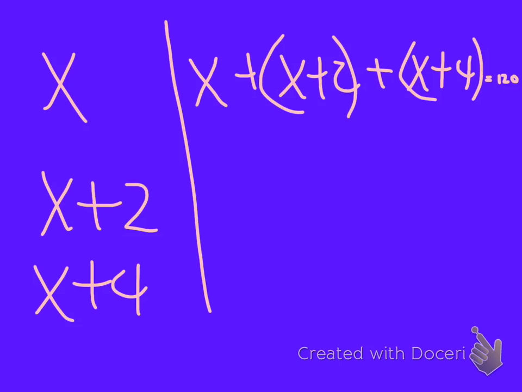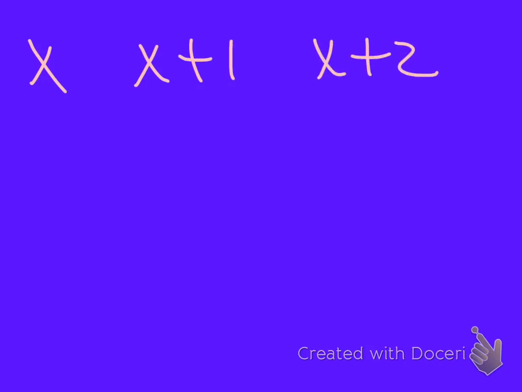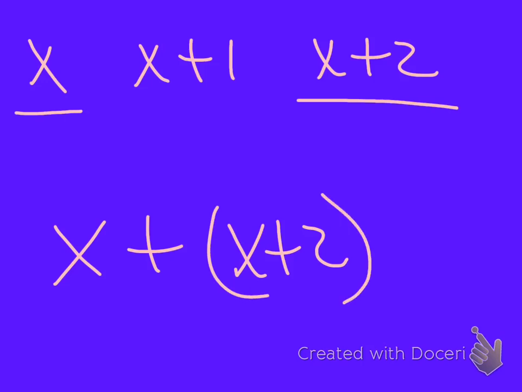Now, the sum of the first and last of the three consecutive integers is 64. So what are three consecutive integers? If we start with x, and then x plus 1, and then x plus 2. But are we going to use all of them? No, only the first and the last one. It says that the sum is 64. So what am I going to write? x plus (x plus 2) equals 64. I'm going to put parentheses, just easier to see. Okay? We've done the first 4 of your homework.